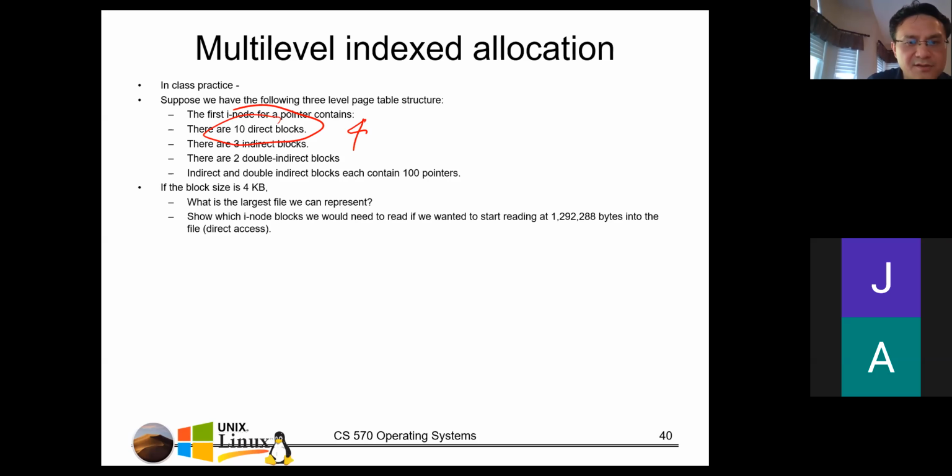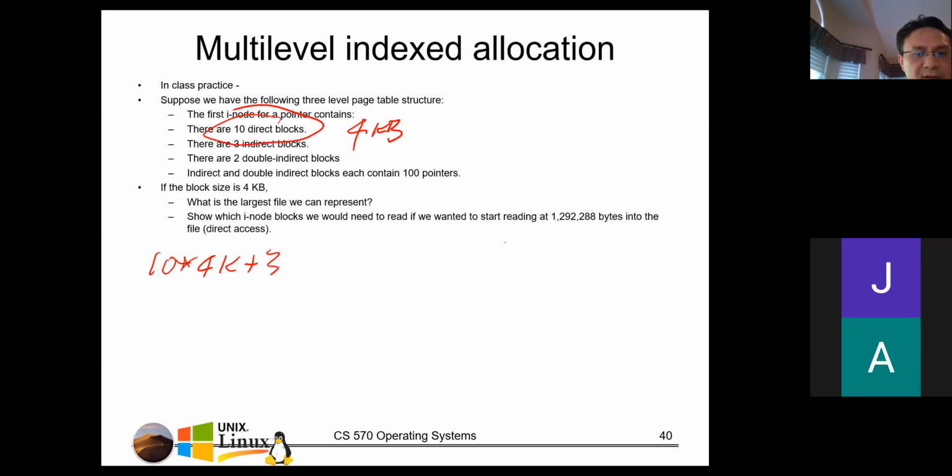Okay, let me adjust my pen here. Okay, so 4 KB, right? So what do you have? You have 10 direct blocks, so 10 times 4 KB, plus you have 3 single indirect, that would be 3 times 100, right? Each single indirect has 100 blocks, so times 4K.